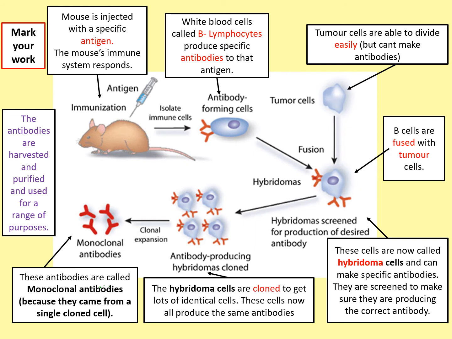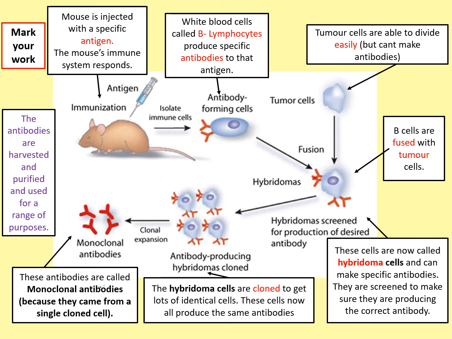Then the next bit, we know that tumour cells are able to divide easily, which is the missing word, but they cannot make antibodies. So then we actually fuse together the B lymphocytes with the tumour cells. So the words fused and tumour are the words that are missing there. These then are now called hybridoma cells. So hybridoma is the missing word and can make specific antibodies.